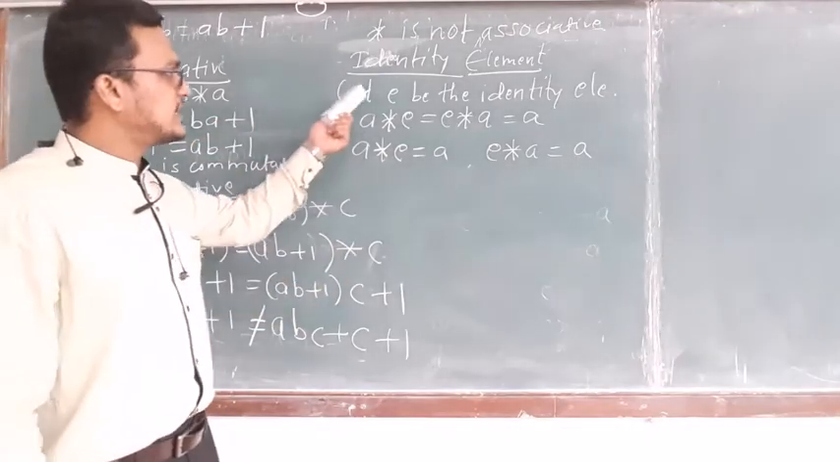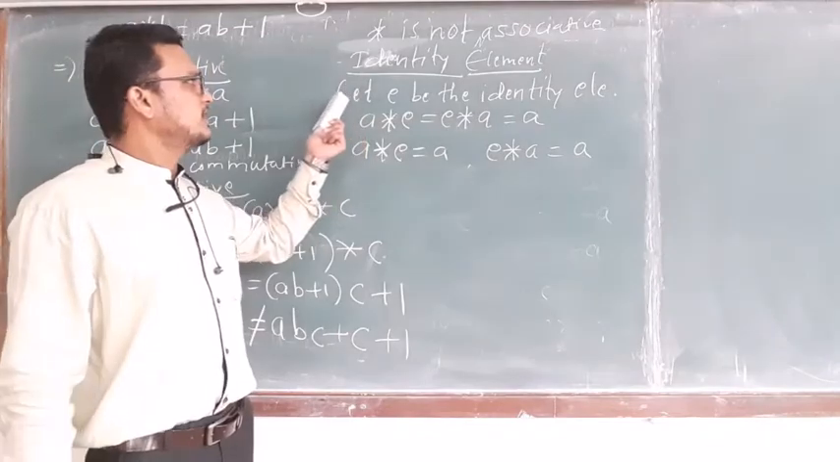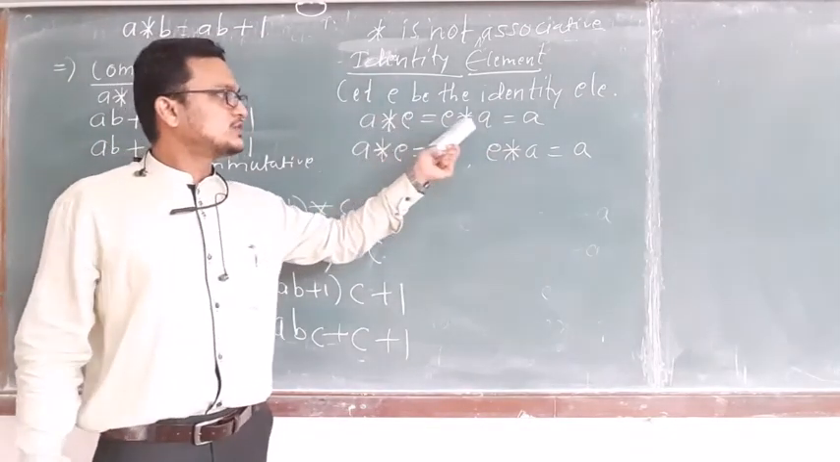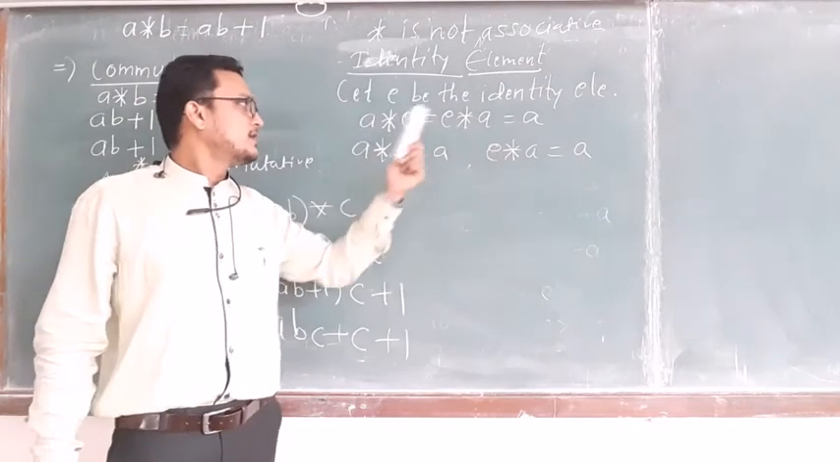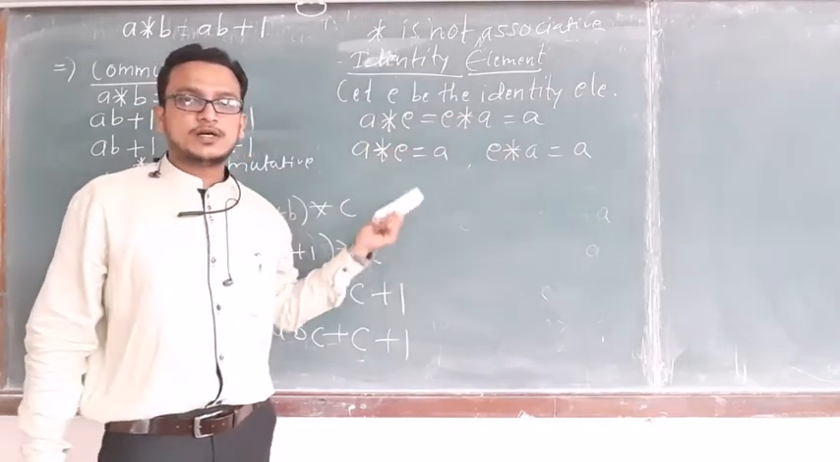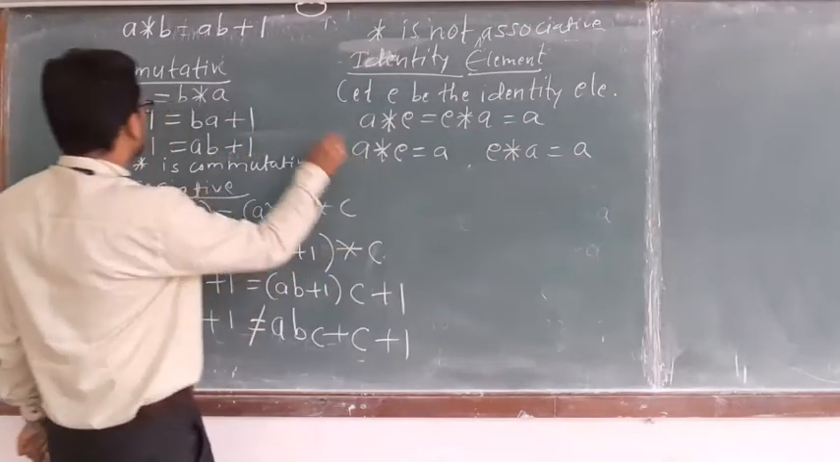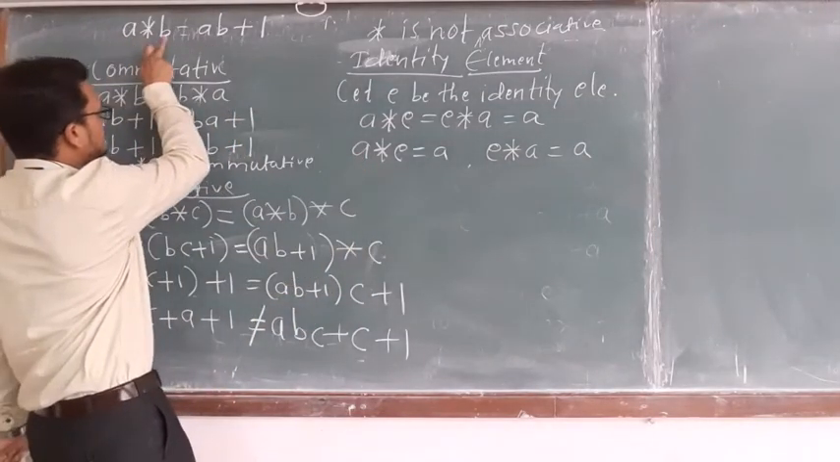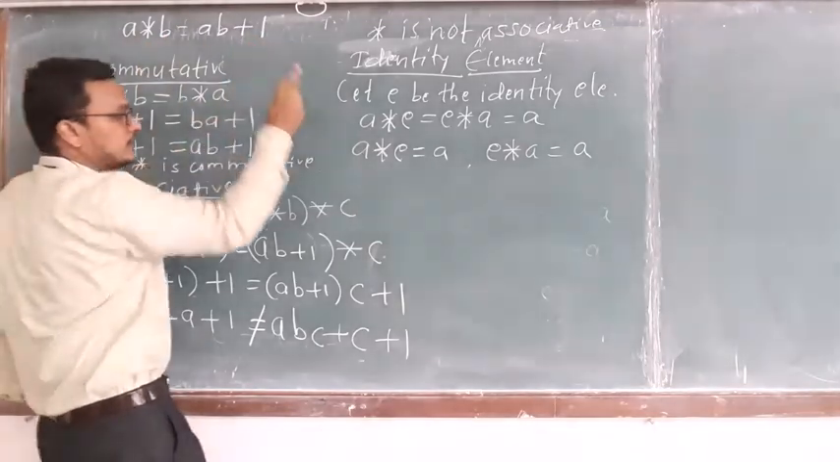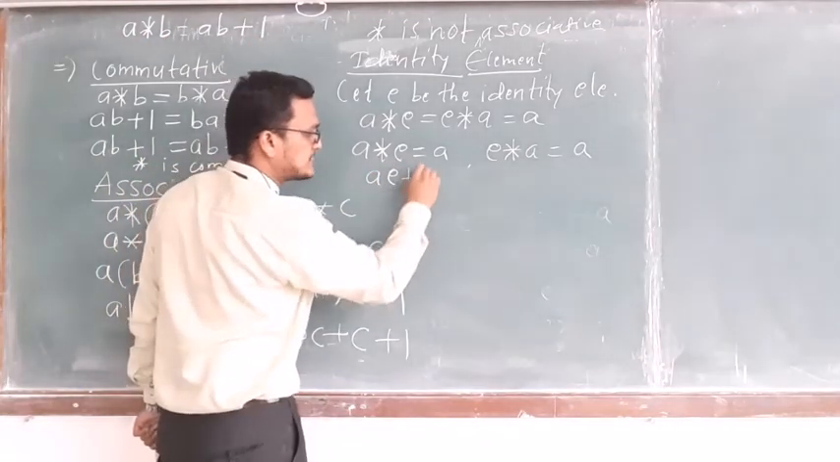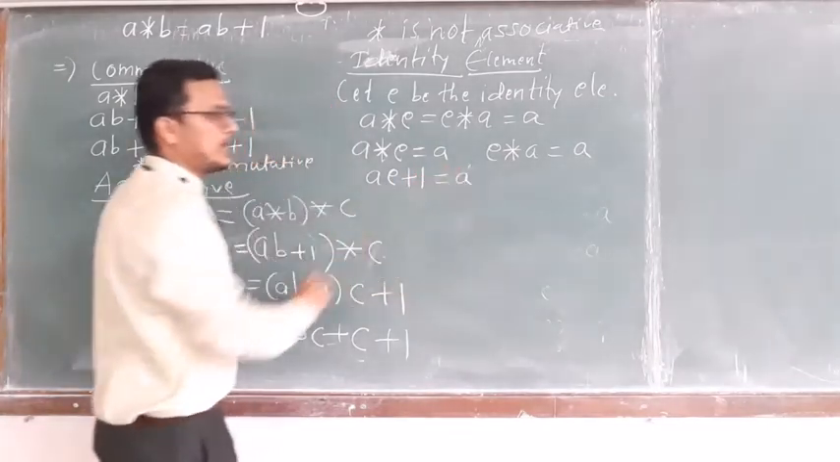So for that again same thing you have to rewrite. Let E be the identity element. Then by definition, A star E is equal to E star A is equal to A. Then equate both the parts to the third part. So as per the definition, what is A star B? Multiplication of 2 and plus 1. So multiplication of A into E is AE plus 1, which is equal to A.